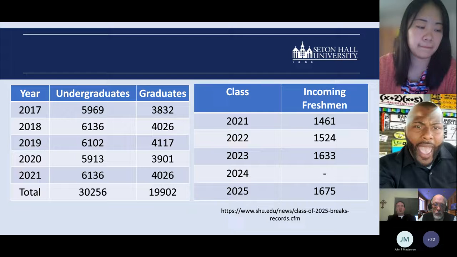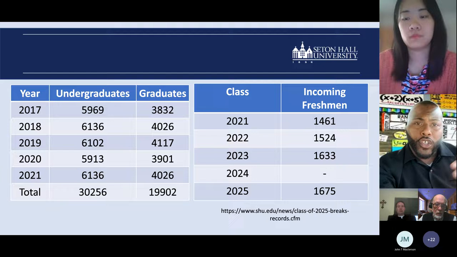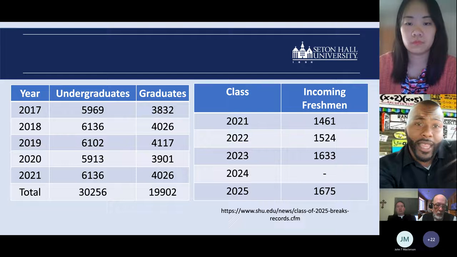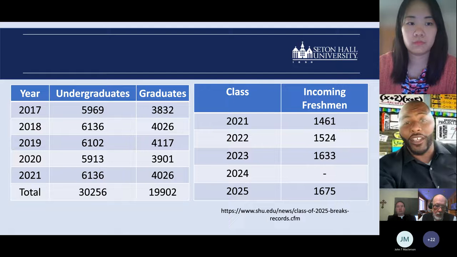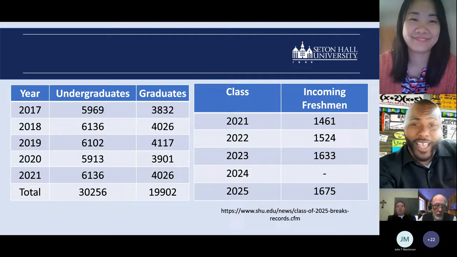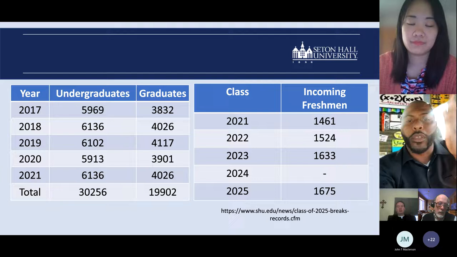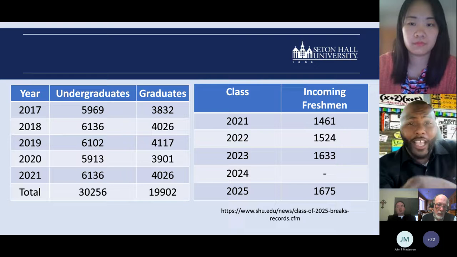Here we basically have the data that we used. You can see that we have the first time incoming freshman class from the year of 2017. We went back to 2017 because that was the year in which I came in a long time ago, but Megan, her freshman year was 2017. Here we see the undergraduate freshman class that came in, including also the graduate class that came in total.